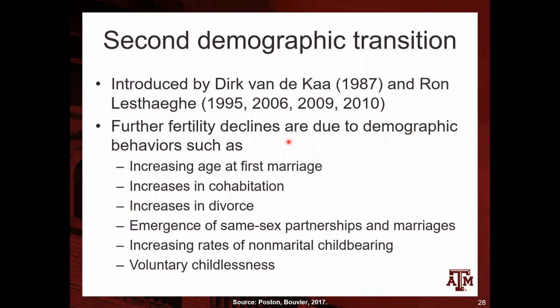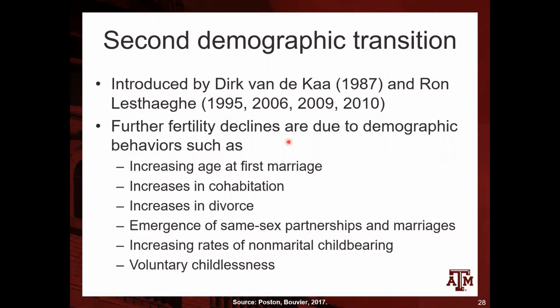Emergence of same-sex partnerships and marriages, increasing rates of non-marital childbearing. So people that have children without being formally married, that can have the immediate effect of increasing fertility, but if those people end up not having further children, that can influence further declines in fertility. Voluntary childlessness. It's much more acceptable in our society now for women not to have children at all throughout their whole lives, right? They can contribute to the society in so many other ways, so there is not such a high expectation on women having children. But of course, that varies from country to country, from community to community, and from family to family, okay?